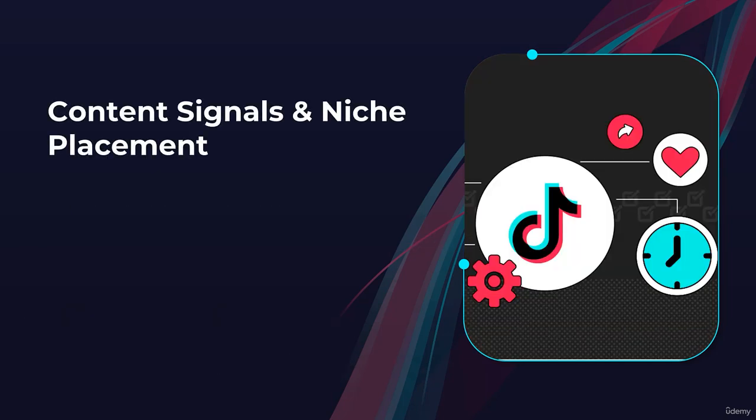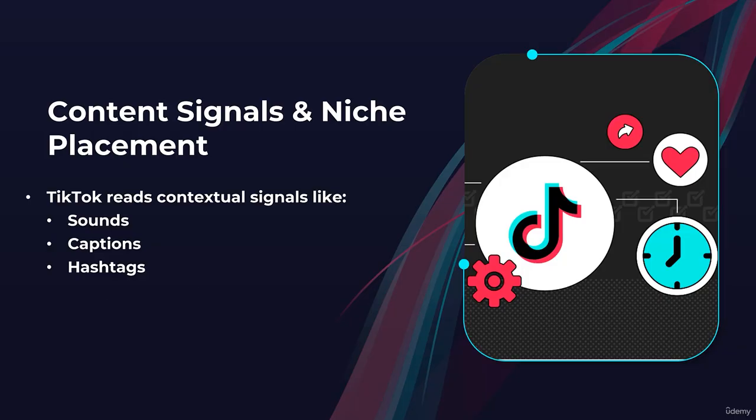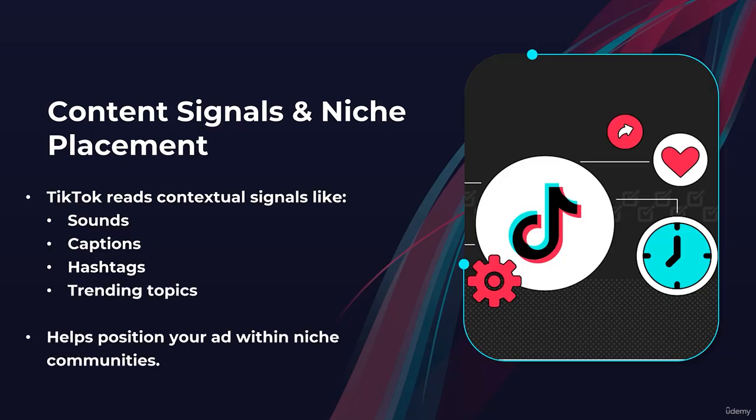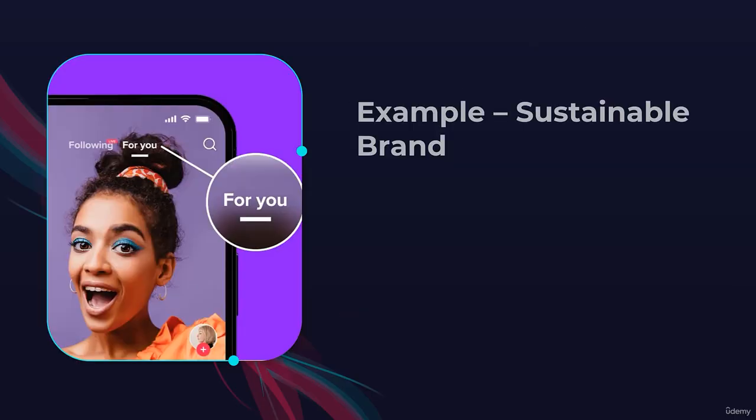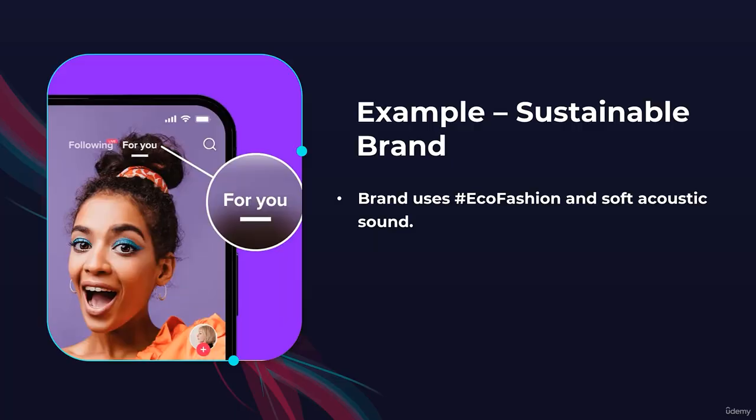We also have content signals such as trends and niches. The algorithm also reads these contextual signals: sounds, captions, hashtags, and trending topics to position your ad within niche communities. For example, a sustainable brand uses the hashtag eco-fashion and soft acoustic sounds. TikTok places it in FYPs featuring green-loving videos.